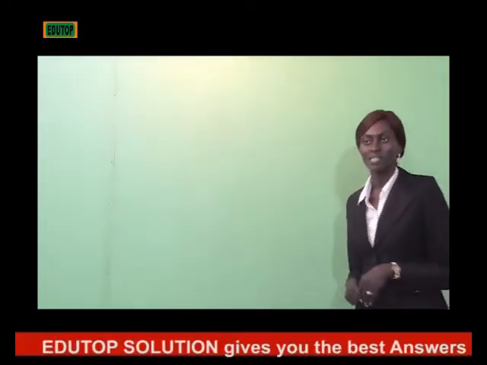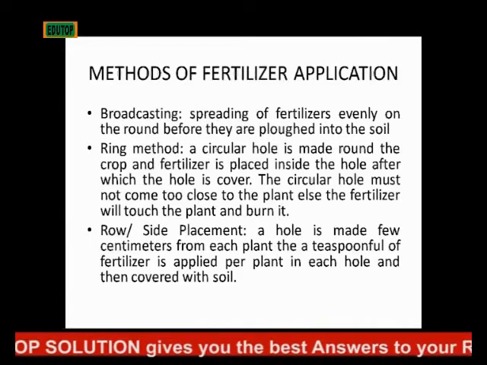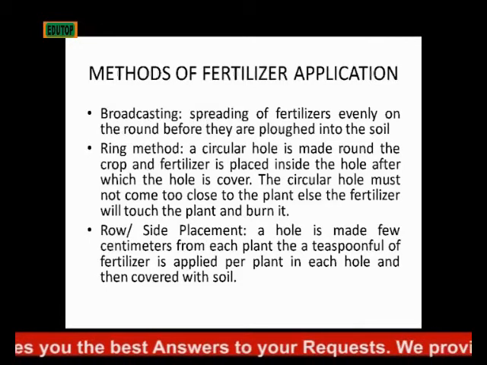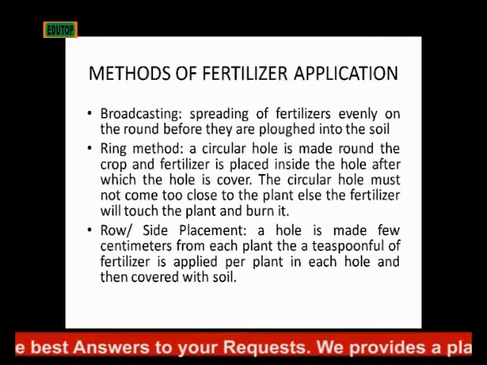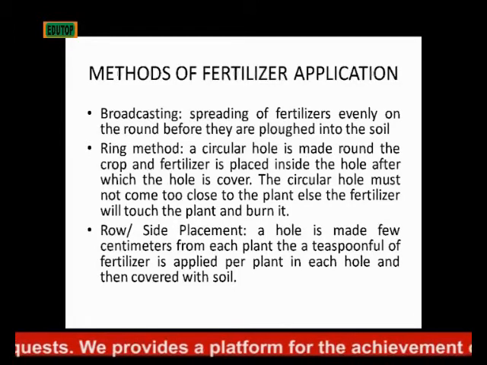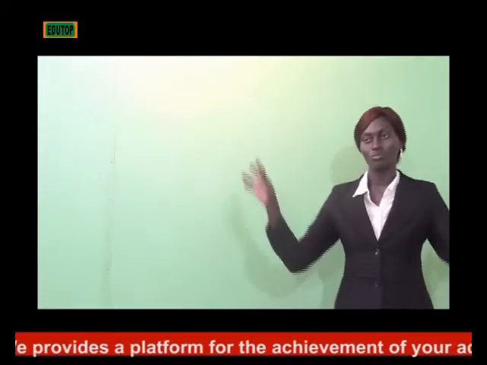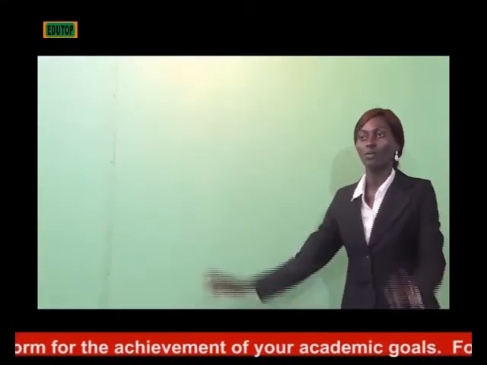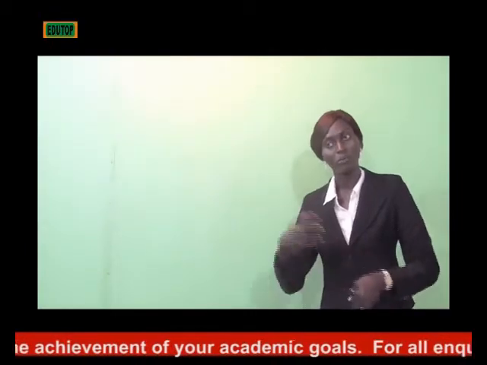Then the methods of fertilizer application. There are 5 methods of fertilizer application. The first is broadcasting. This is the spreading of fertilizers evenly on the ground before they are plowed into the soil. So you just broadcast. You spread fertilizer evenly on your soil before you plow the soil.